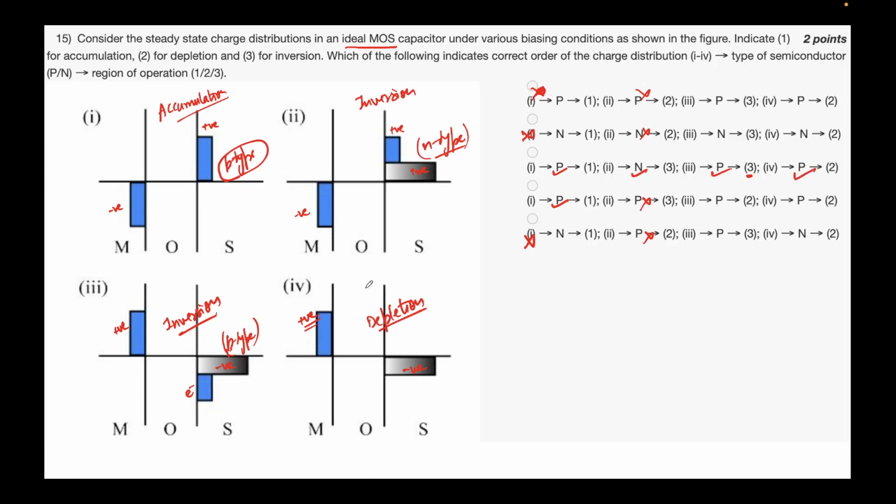This is why I'm revising this, because in the last class, if you recall, in the last session, I told you to just ask yourself 3 questions. Are we talking about an ideal MOSCAP? Second, is it an N MOSCAP or a P MOSCAP?